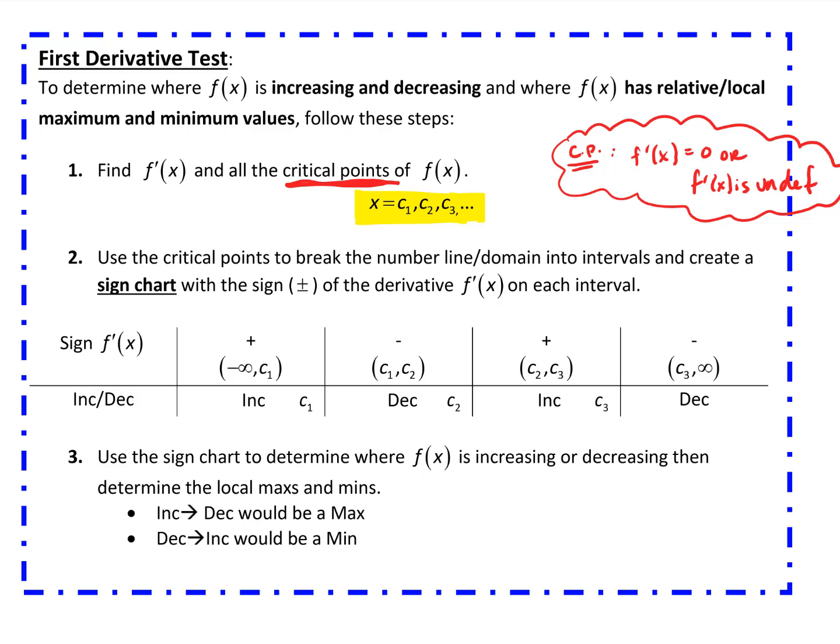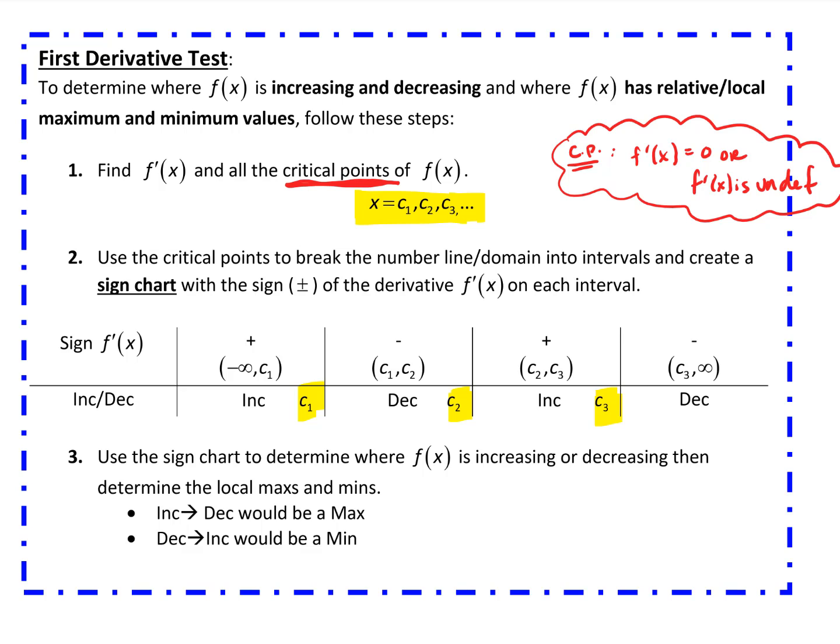Then we're going to use those critical points to create a sign chart. And that's the sign chart I previewed for you just a second ago. We're going to break up the domain or the interval that we're looking at, and we're going to use the critical points to create intervals that we can then look at the sign of f prime of x. Then we're going to test f prime of x. We're going to figure out where it is positive, where it is negative. Create a sign chart. Where it's positive, it will be increasing.